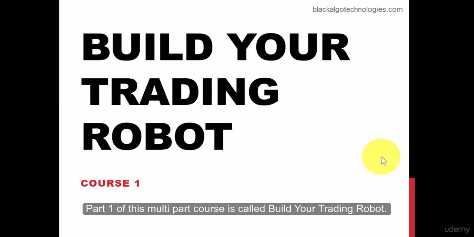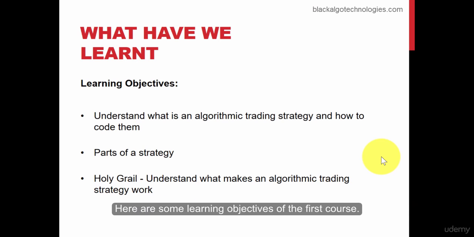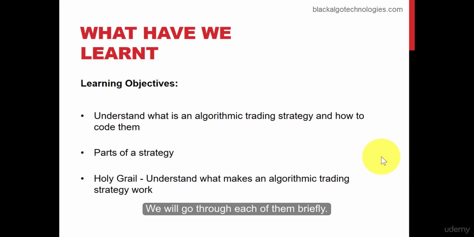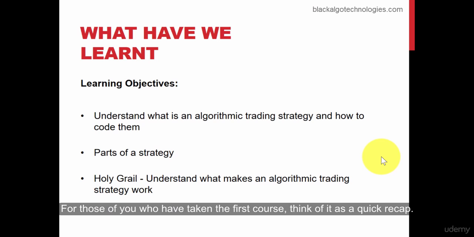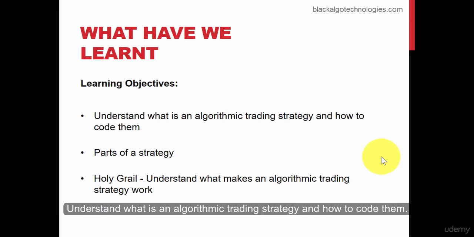Part 1 of this multi-part course is called Build Your Trading Robot. So here are some learning objectives of the first course. We will go through each of them briefly. For those of you who have taken the first course, think of it as a quick recap. First learning objective. Understand what is an algorithmic trading strategy and how to code them.